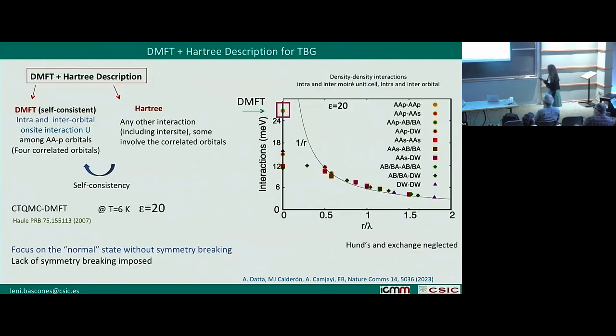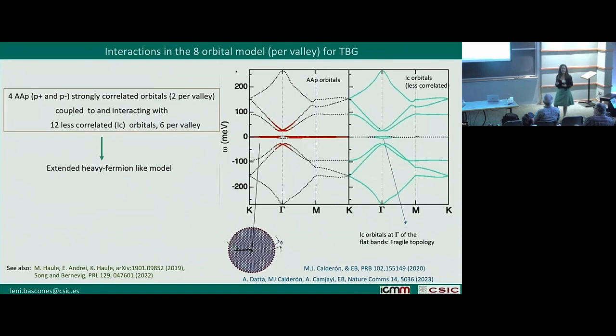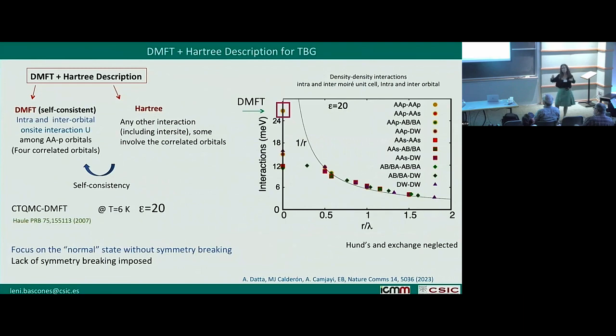And because only these orbitals are expected to give real magnetic moments, we are also going to separate the interactions. In particular, we are going to treat the on-site interaction among these very strongly correlated orbitals, both the intra- and inter-orbital between these AAP orbitals, which is what I'm calling AAP for the strongly correlated ones, with dynamical mean field theory. The other interactions are treated at the Hartree level, and we are doing a double self-consistency loop: the dynamical mean field theory self-consistent loop, and then the Hartree. We are using CTQMC as the impurity solver of the dynamical mean field theory.